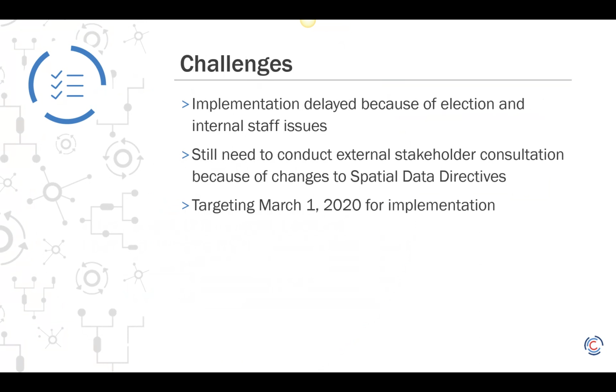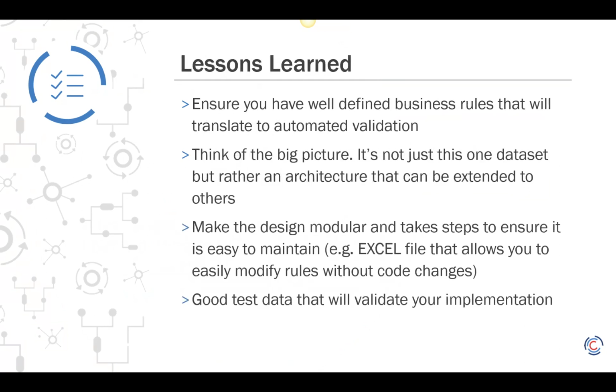Some of the challenges: implementation into production has been delayed because of the election and internal staff issues. So there were a few things that had to be worked out and ironed out. They still need to conduct an external stakeholder consultation because they weren't able to get into production for this year because of the various challenges. So they are targeting March 2020 for implementation with external stakeholders.